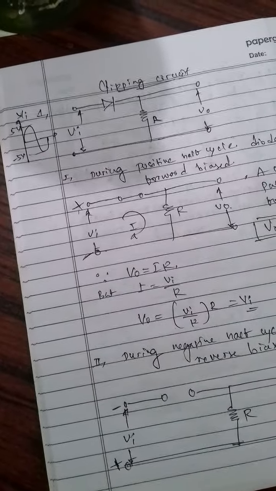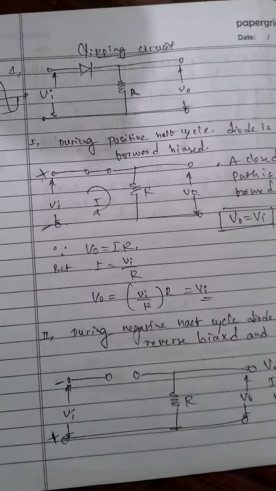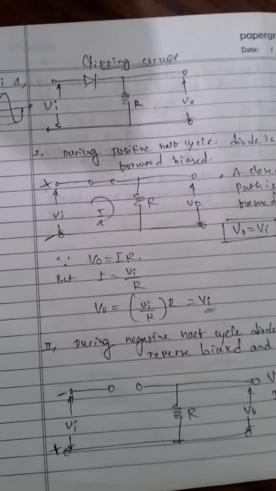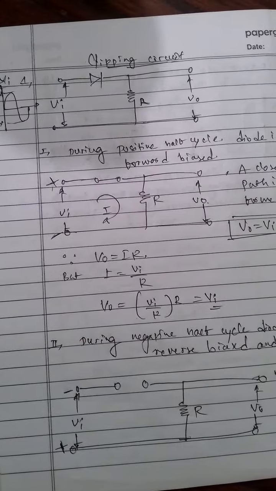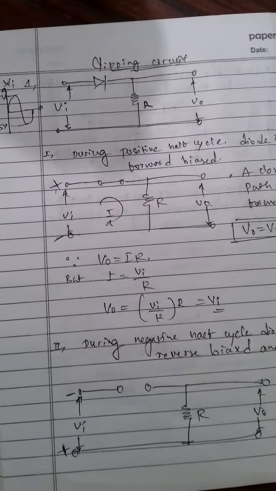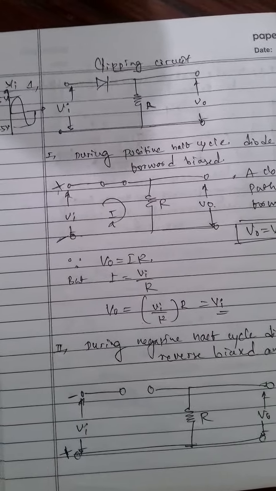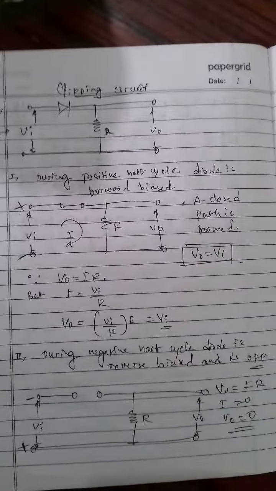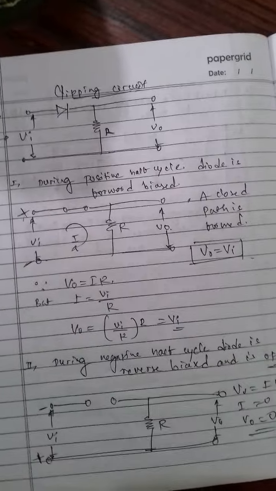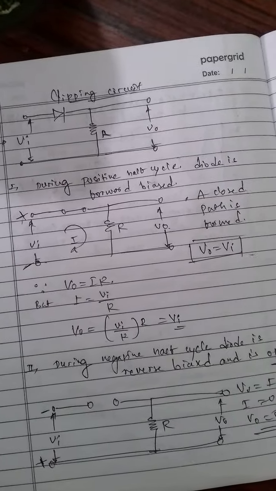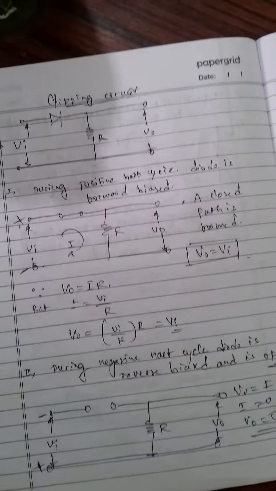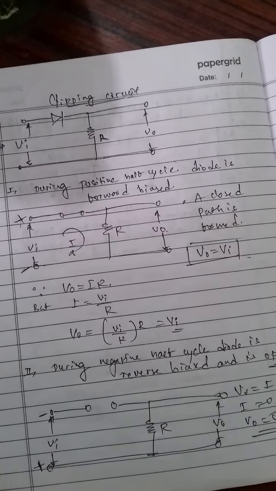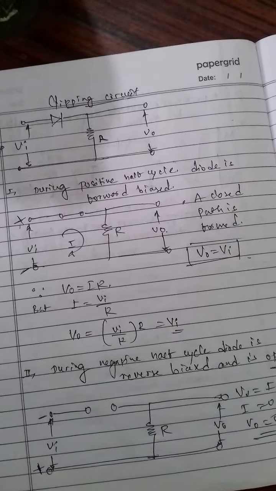When the diode is reverse biased, it must be replaced by an open circuit. For forward bias conditions, it must be replaced by a short circuit. For reverse bias conditions, the diode is replaced by an open circuit.